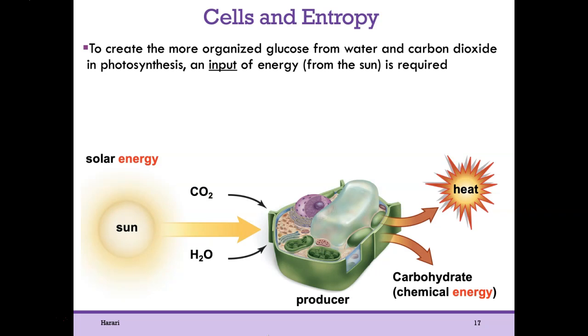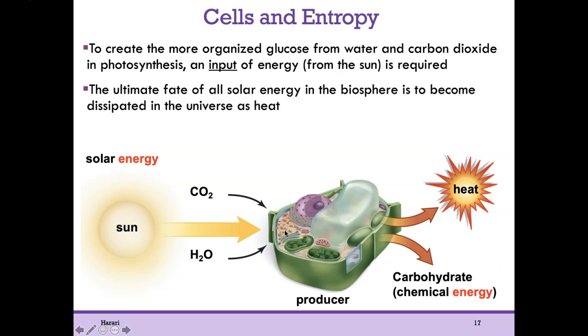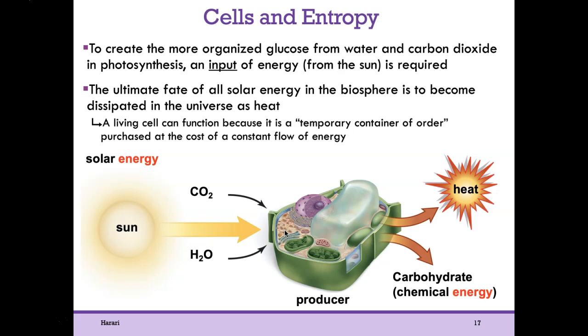Right? And we said that in order to create the more organized glucose from water and carbon dioxide in photosynthesis, we're going to need to input energy. So when we get these low energy molecules, CO2 and H2O, and we want to get carbohydrates like glucose, we need to input energy from the sun. Right? And the ultimate fate of all solar energy in the biosphere is to become dissipated in the universe as heat. So over time, all of the energy from the sun is going to be dissipated and lost in the universe as heat.